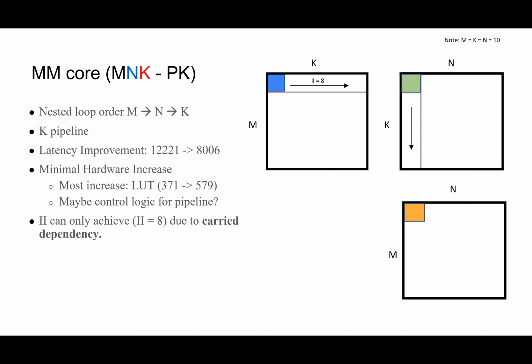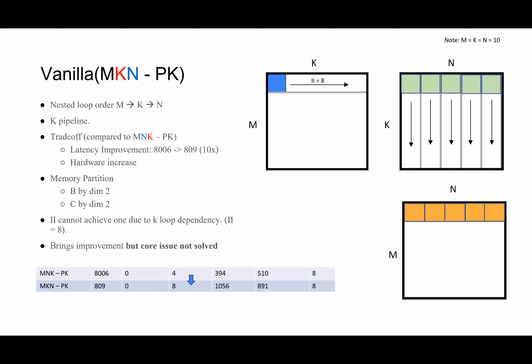To test whether this is feasible or not, we wanted to try out 2 more optimizations under this constraint. The first one is swapping the K, N, M loops while still pipelining the K loop. This essentially allows us to compute a vector by vector multiplication, but for every single column. The latency improvement we saw was a 10 times improvement from 8,000 to 800, with some hardware increase. The memory partitions required for this were to split B by dimension 2 and split the C matrix by dimension 2. Obviously, this doesn't solve the core issue of the carry dependency, but it does bring improvement.